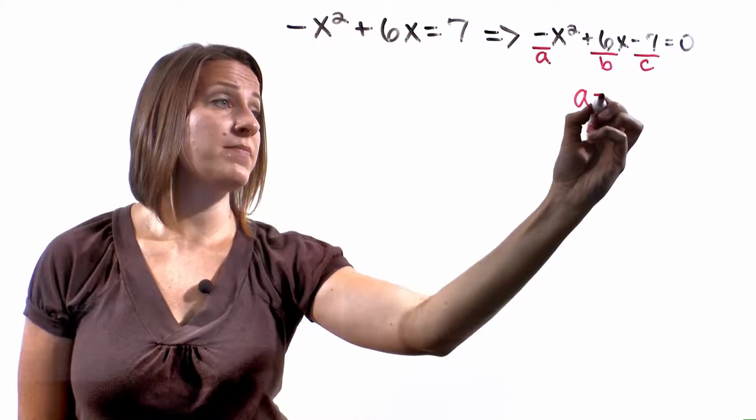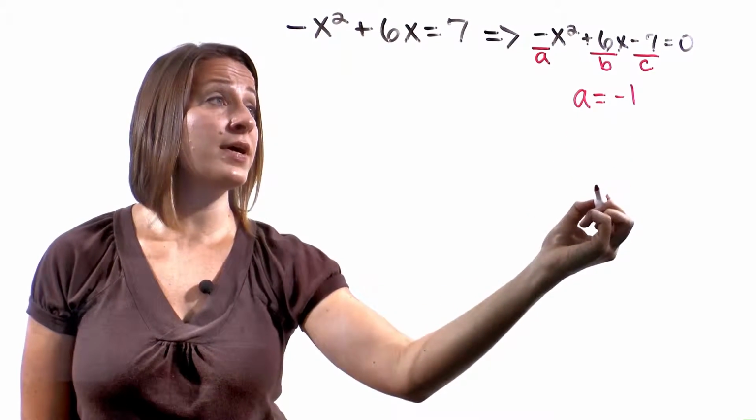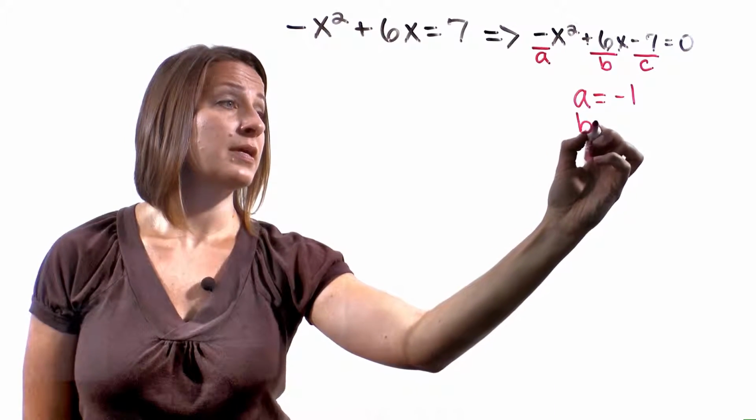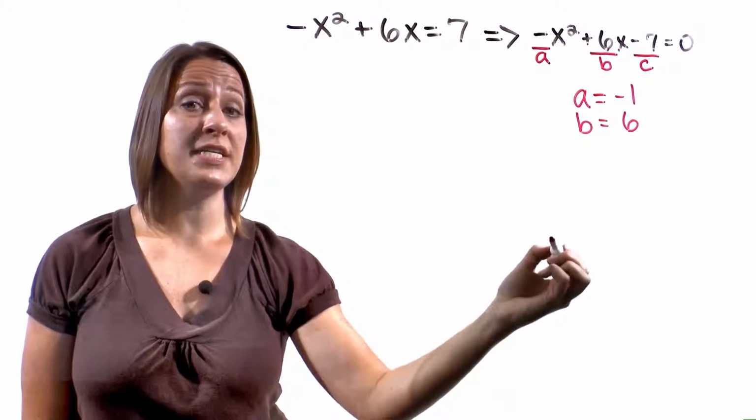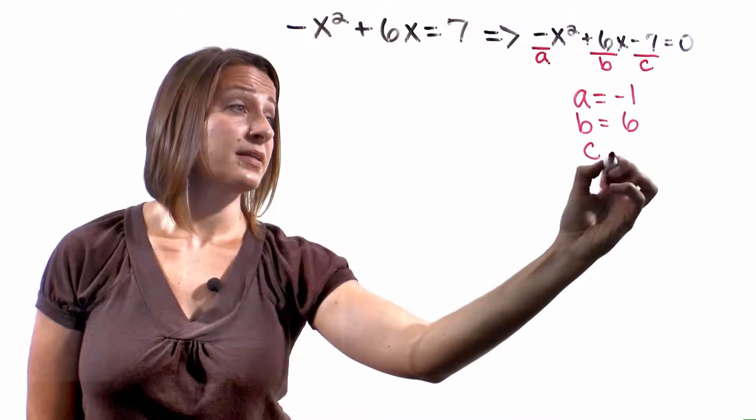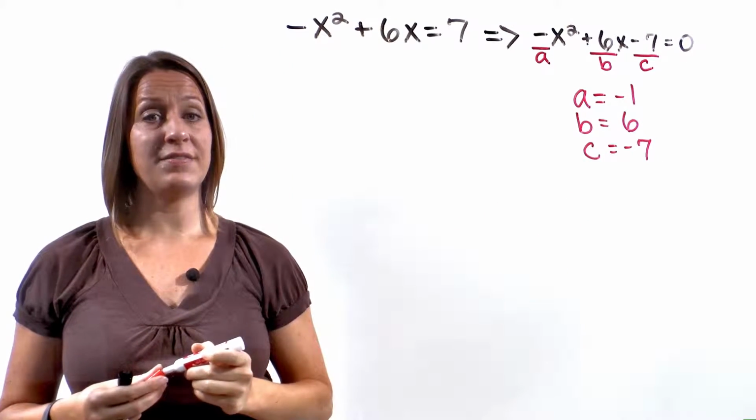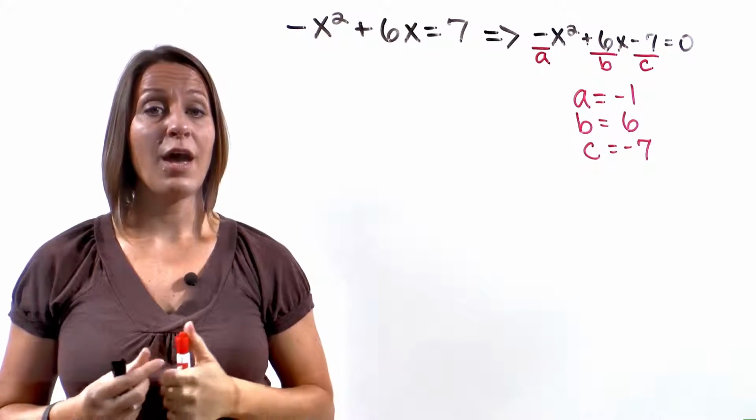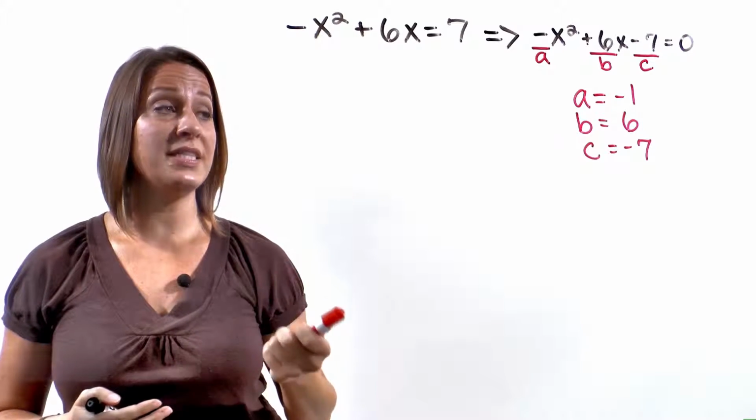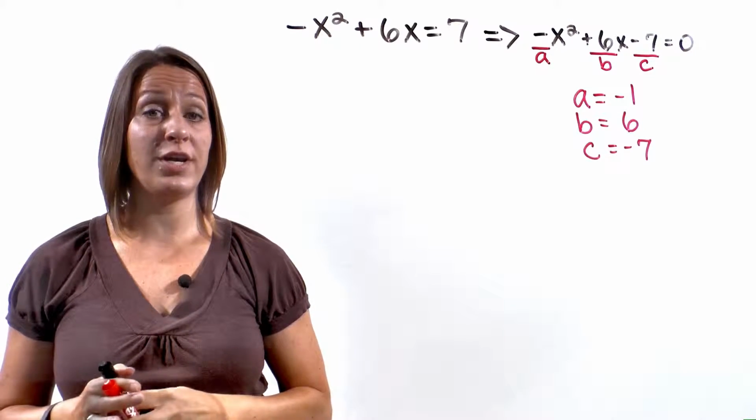So for this problem, a equals negative 1, b equals positive 6, and c is negative 7. All right, now we're ready to plug these numbers into the quadratic formula.